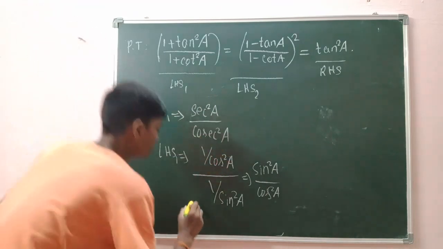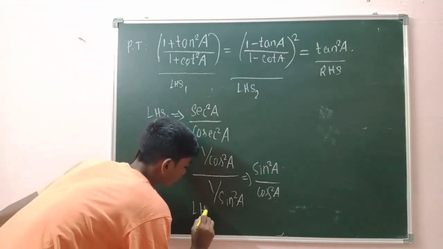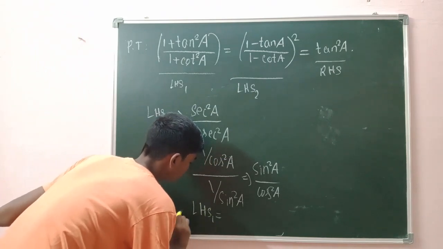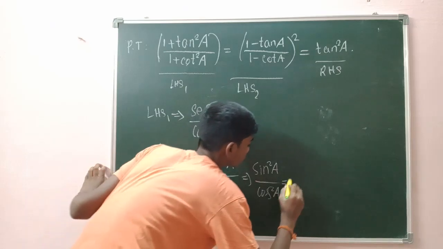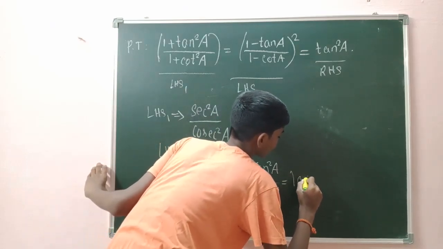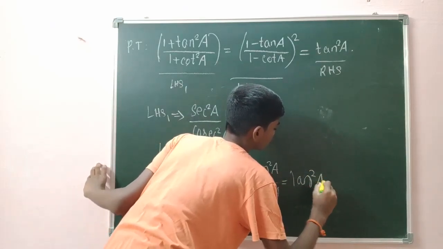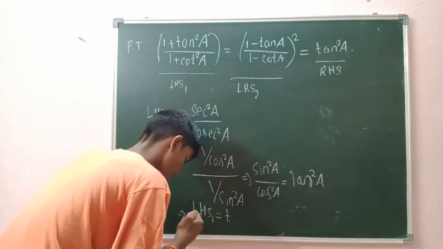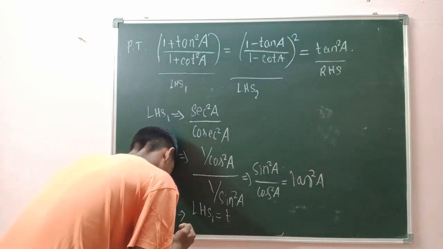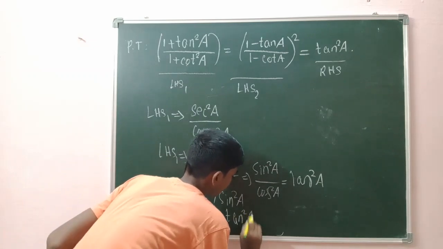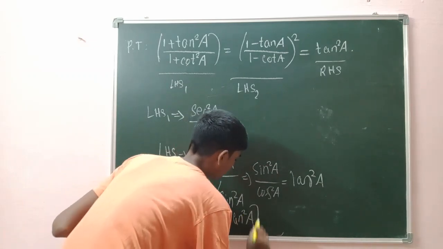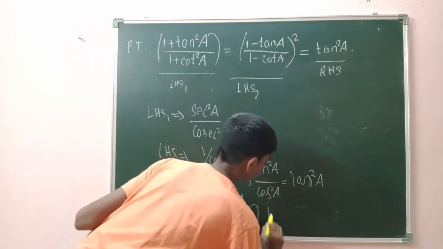Which implies that the LHS1 is equal to sin square A by cos square A, which is tan square A. Okay, 1 minute. Therefore, your LHS1 is tan square A. Hence, your LHS1 is proved. Okay.